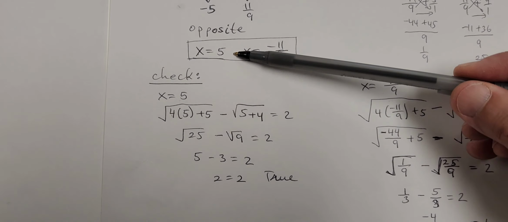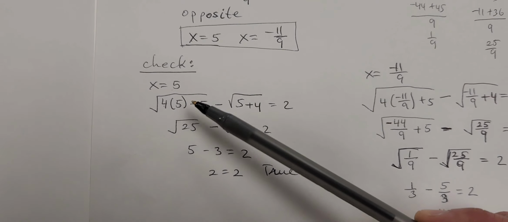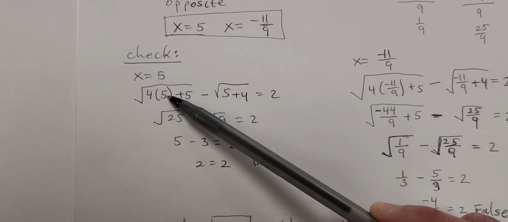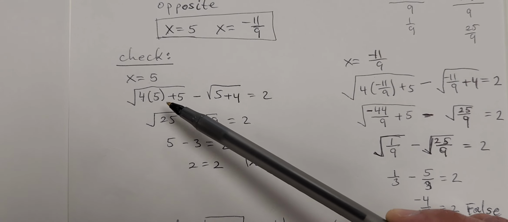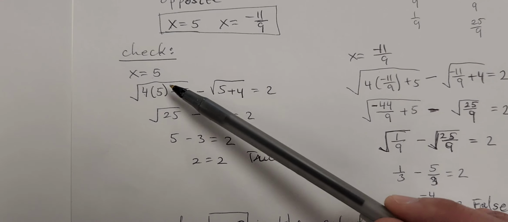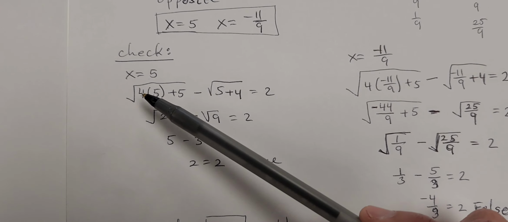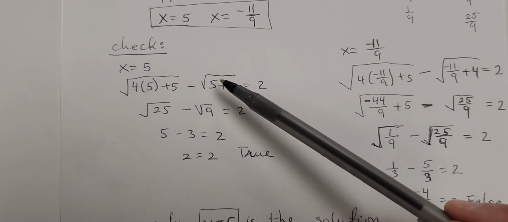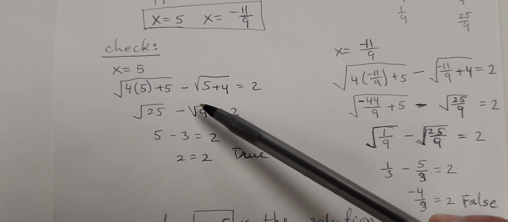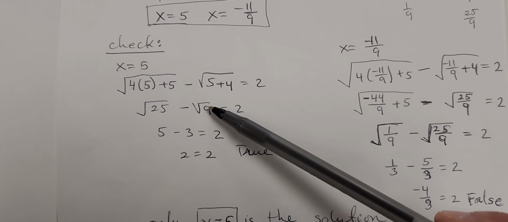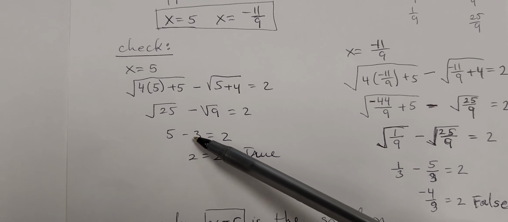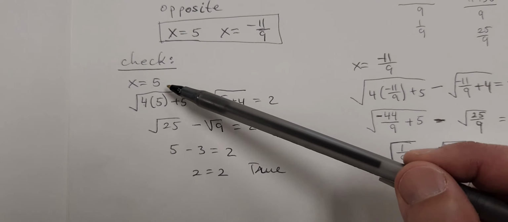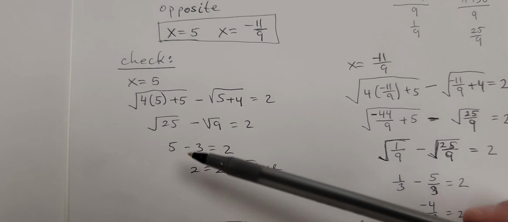So let's put 5 in first. This right here was an x, and this right here was also an x. So 4 times 5 is 20, plus 5 gives me 25. 5 plus 4 gives me 9. Now the square root of 25 is 5, the square root of 9 is 3. 5 subtract 3 gives me 2. 2 does equal 2, so 5 is true.